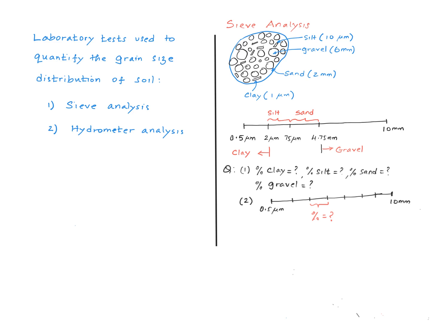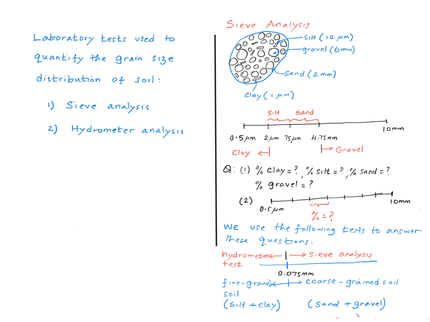We want to divide this range into a number of smaller intervals and find the percentage of soil in each interval. Then we can plot the particle size distribution in a smooth curve and learn a little bit more about that distribution. We use two different tests to achieve this, sieve analysis and the hydrometer test.